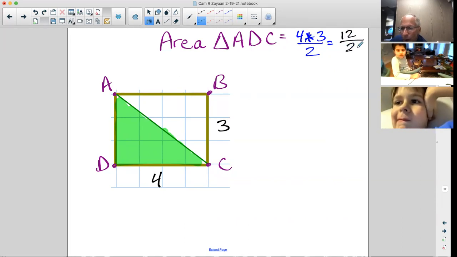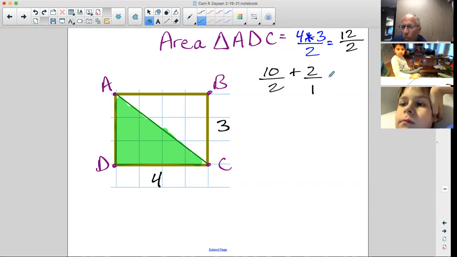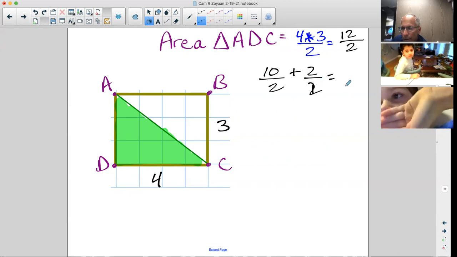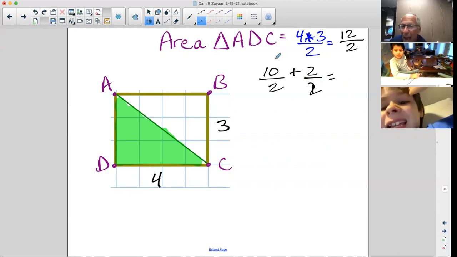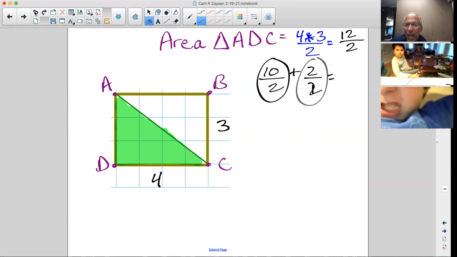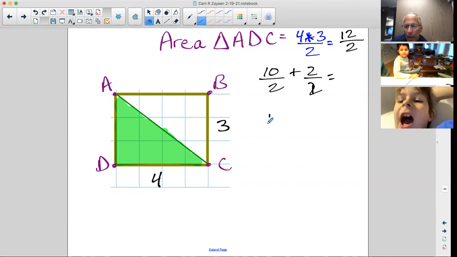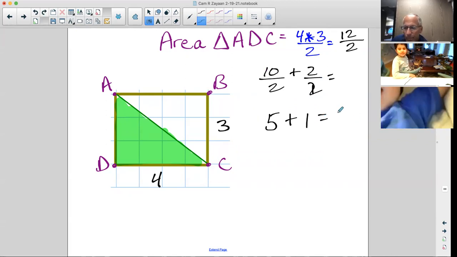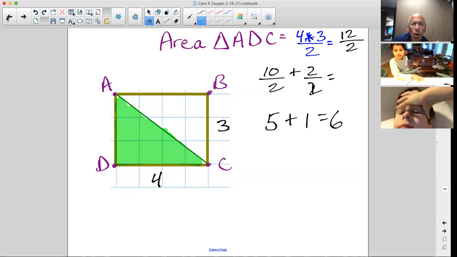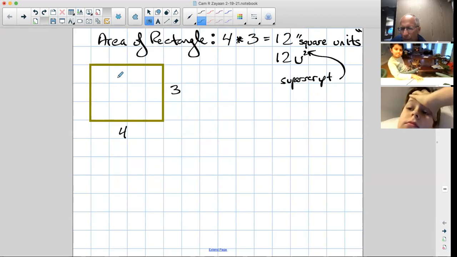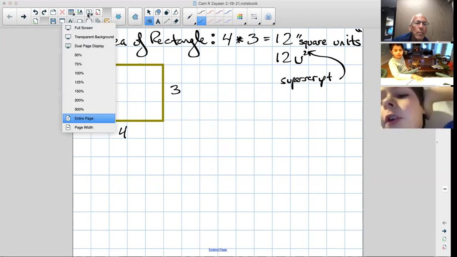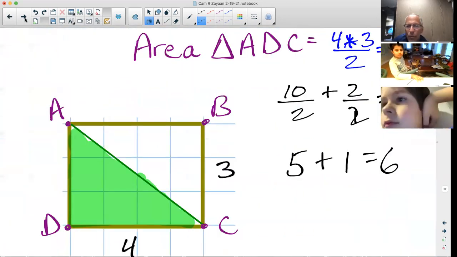And you know what half of 12 is because you can do half of 10 plus half of 2. No, half of 12. What's half of 10, guys? 5. What's half of 2? 1. Put them together. What's that spell? 6. Oh, but you'd be wrong if you said 12 was the area of this rectangle. What do you have to say? 6 square units. Right. On this one, it's 12 square units, and on this one, the answer is 6 square units.